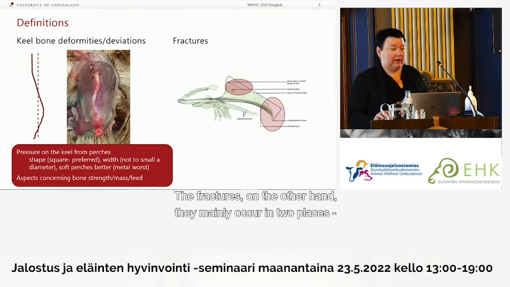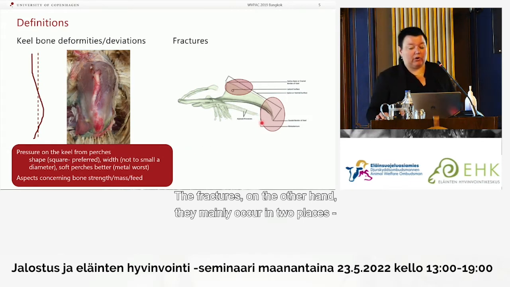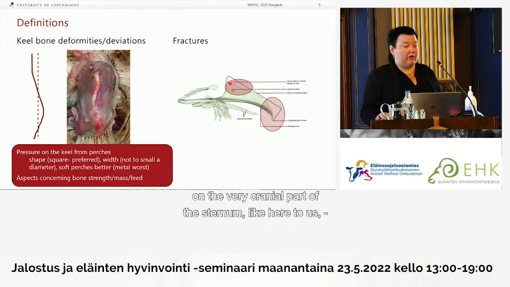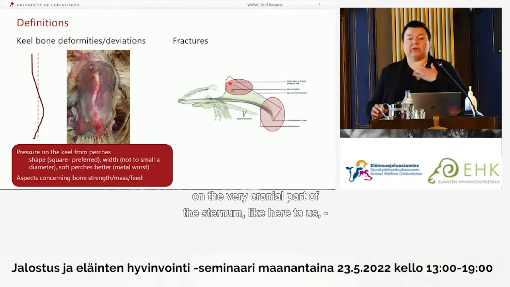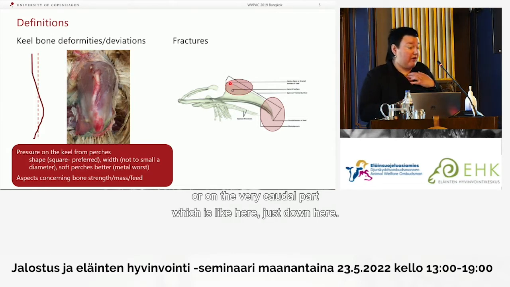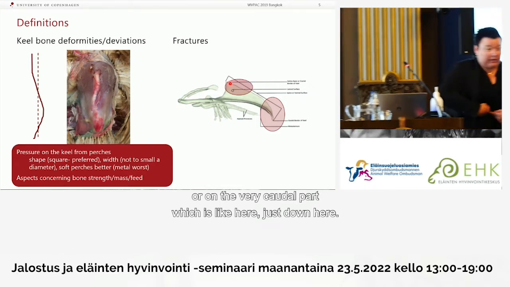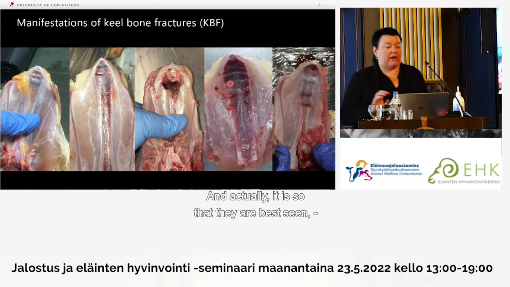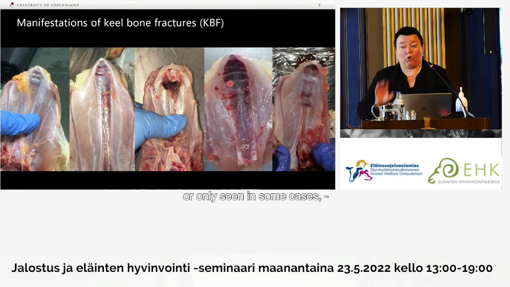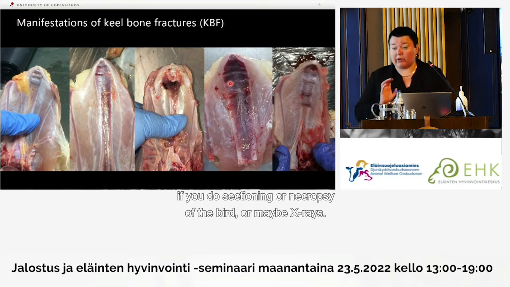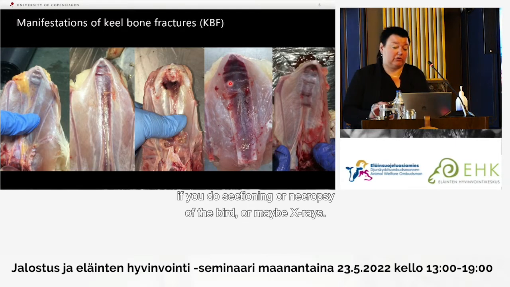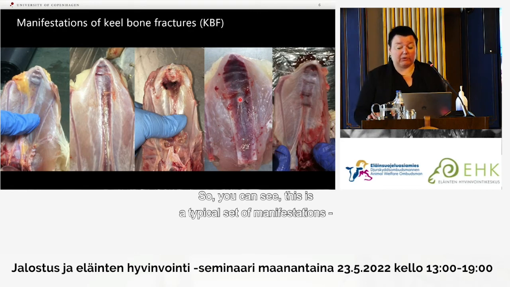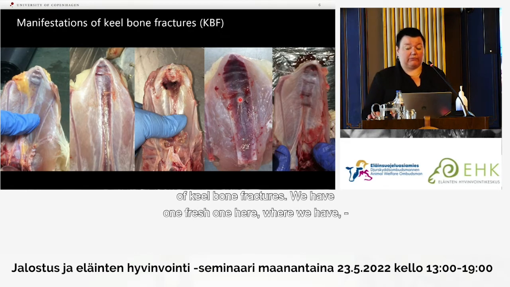The fractures, on the other hand, mainly occur in two places: on the very cranial part of the sternum, like here to us, or on the very caudal part, which is like here, just down here. And actually, they are best seen, or only seen in some cases, if you do sectioning or necropsy of the bird, or maybe x-ray. So you can see this is a typical set of manifestations of keel bone fractures.